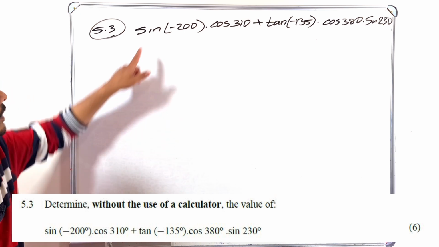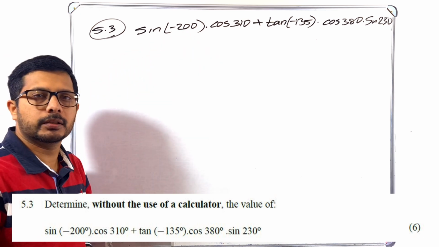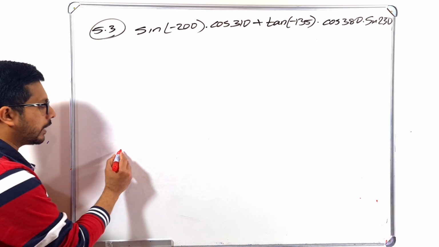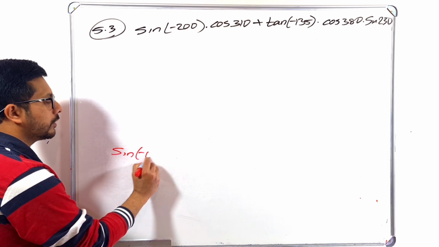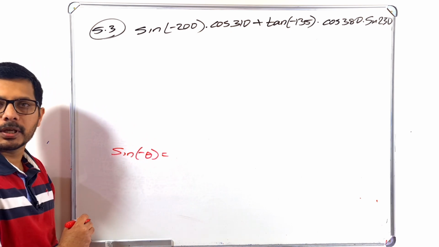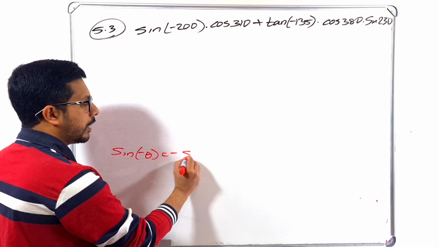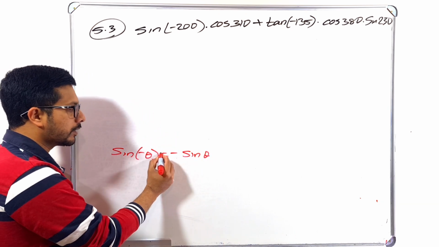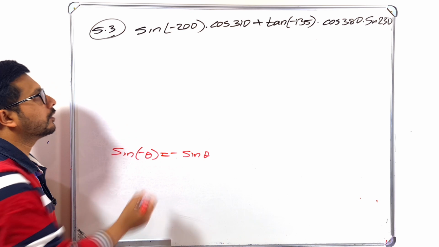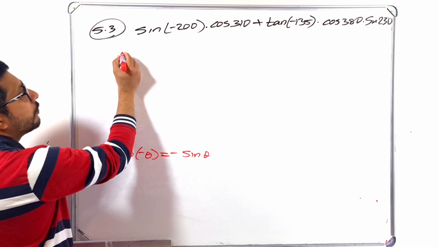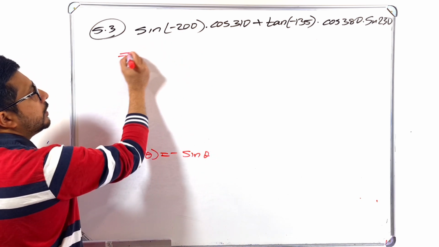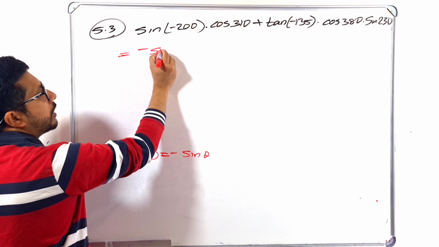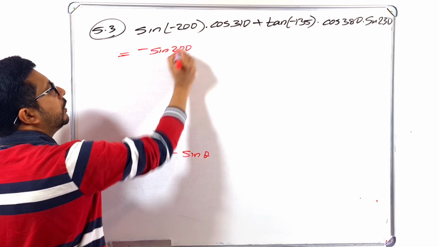Here, sine of minus 200. You know, sine of minus theta, how can you write that one? Minus sine theta, am I right? Sine of minus theta is minus sine theta. So similarly, sine of minus 200 is minus sine 200.